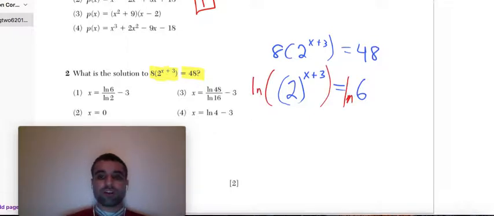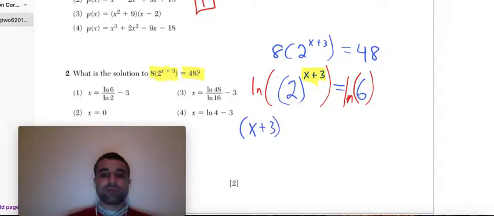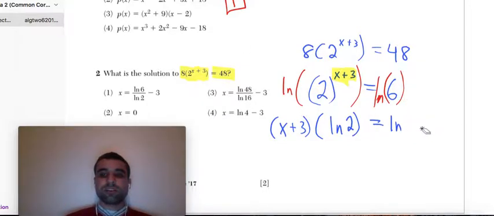What ends up happening is I can take the exponent, and you got to know this rule: taking the log of any base of a number raised to an exponent is the same as having the exponent, x plus 3, in the front, multiplied by the natural log of whatever the base was, which is 2. So we're rewriting it in that form. And I don't need the parentheses here with the 6.